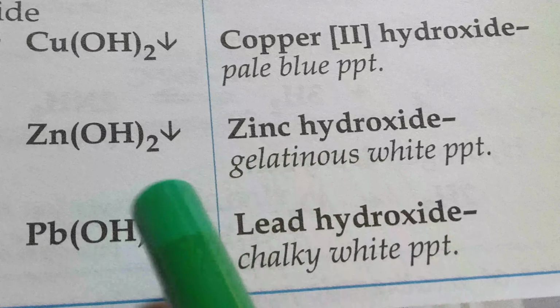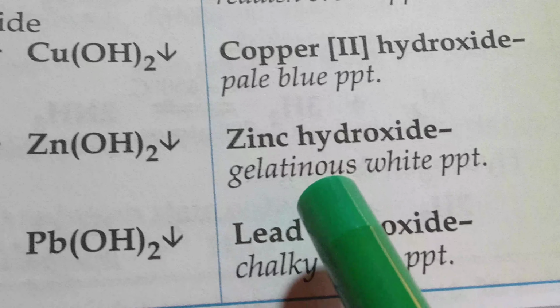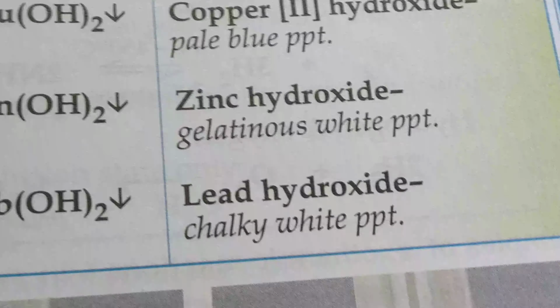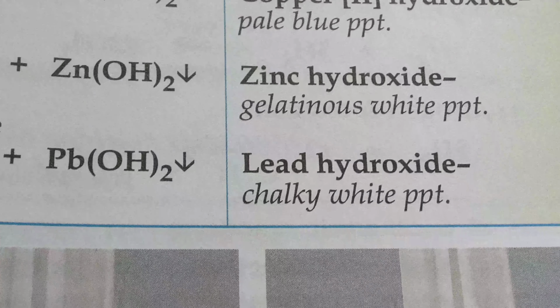Gelatinous means it is not a liquid, but a thick jelly-like substance. That's why it is known as a gelatinous sticky white precipitate. Same way, what is the color of lead hydroxide? Chalky white precipitate. Chalky means the color is like chalk.